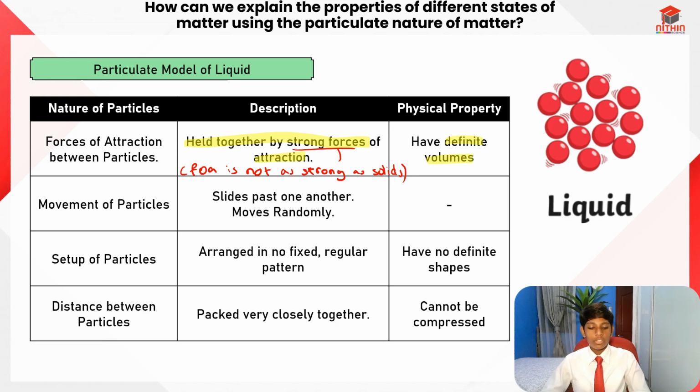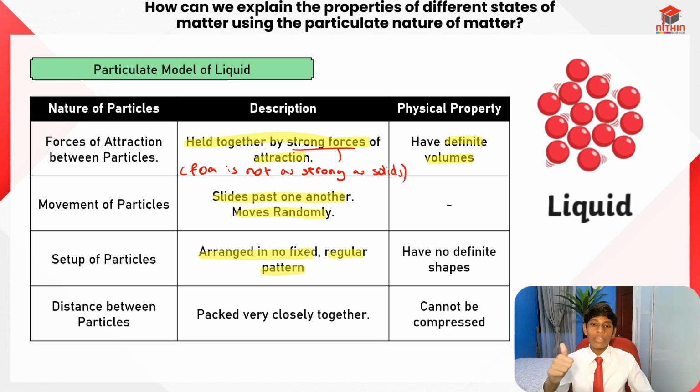Next up, the movement of particles. The particles slide past one another and move randomly, unlike the solids, which are packed closely together and arranged in a fixed regular pattern. So liquids are a bit more free to move around, and they move randomly and slide past one another. I hope you understood that. For the physical property, there is no physical property for this one. Next, the set up of the particles.